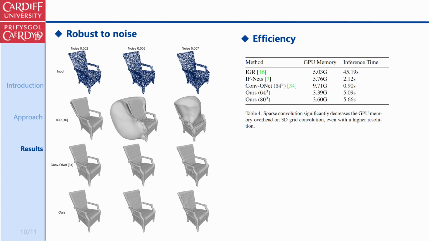And in terms of efficiency, our model used the least GPU memory because of the involvement of the sparse tensor and the sparse convolution.